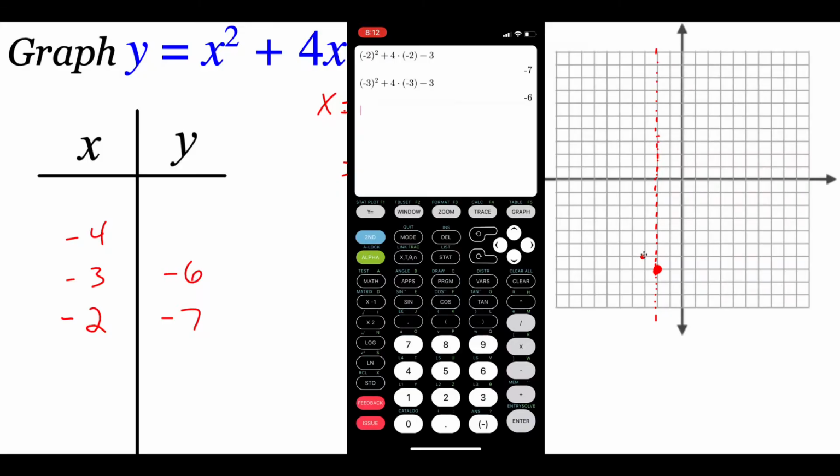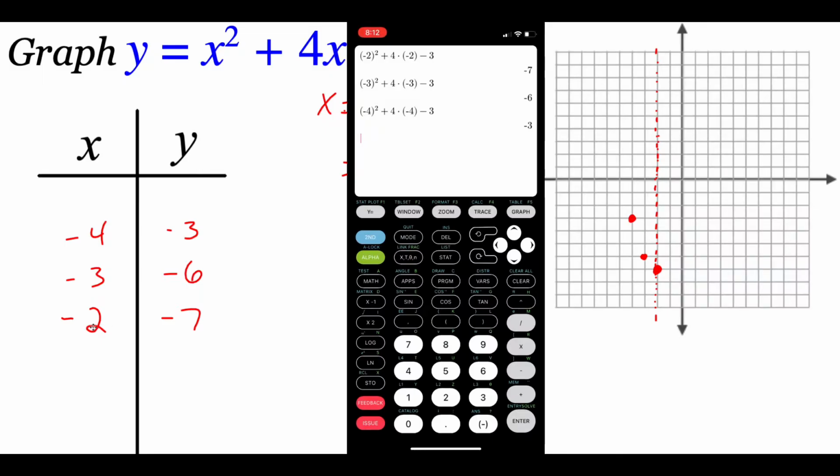I'm going to plot that point out, and then I'm going to plug in the -4 next. So I'm supposed to do -4 squared plus 4 times -4, and then subtract 3 from all of that, and I get -3 as my answer. So left 4 spaces and down 3 spaces, I have that point right there. Now that's only half of my parabola. I also need a couple points to the right of the vertex as well.